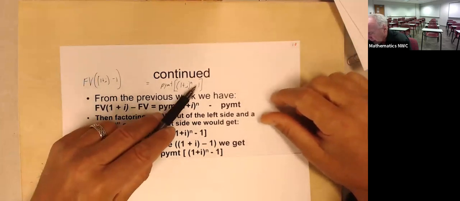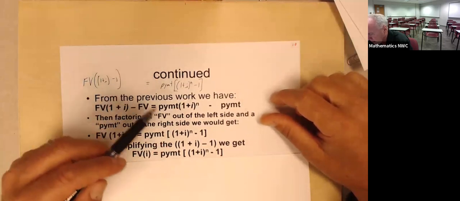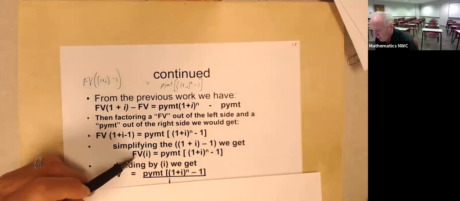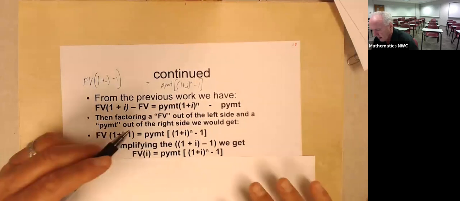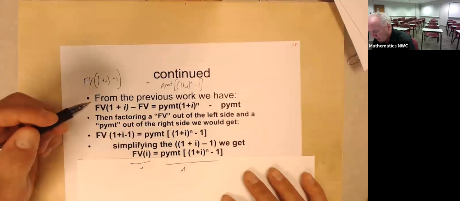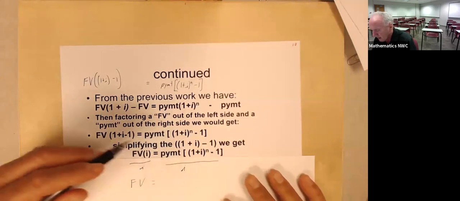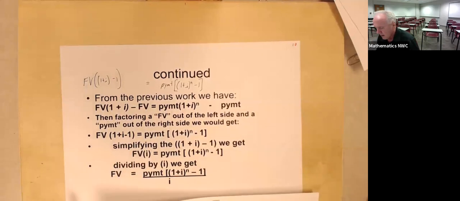On this side I cannot cancel the 1's because it's this quantity raised to the nth. So I have to leave that one in place. I want to get future value by itself. So right at this point, I would divide everything by I. That would cancel those, giving me just future value equal to that expression. That gives me that particular one right there.